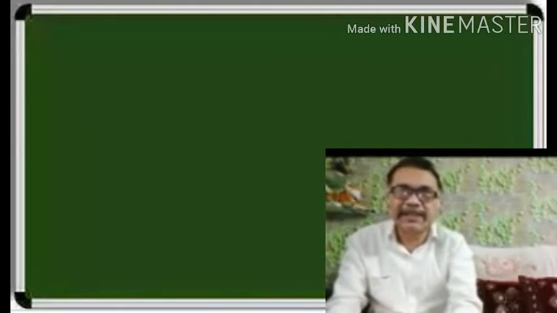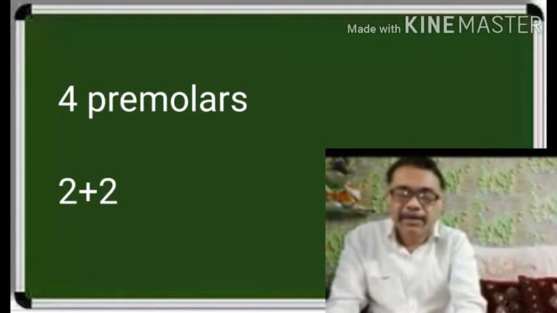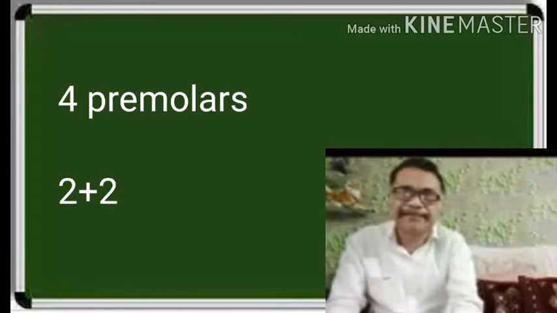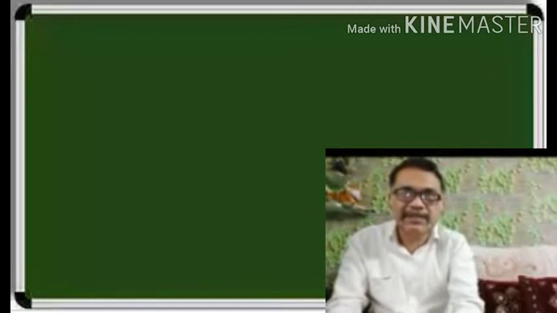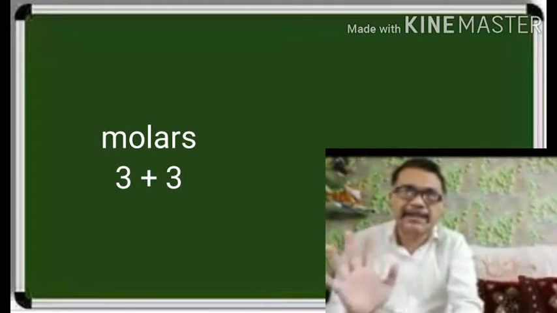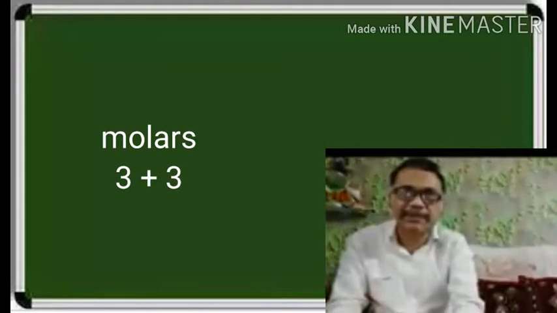4 and 2, 6. Then 2 premolars, 2 in left, 2 in right. So 4 premolars. So 4, 2, 6, 6 and 4, 10. And 3 into 2, 3 on the left side and 3 on the right side, molars, that is 6 molars.